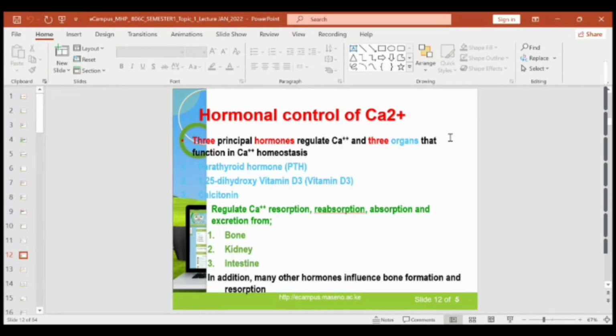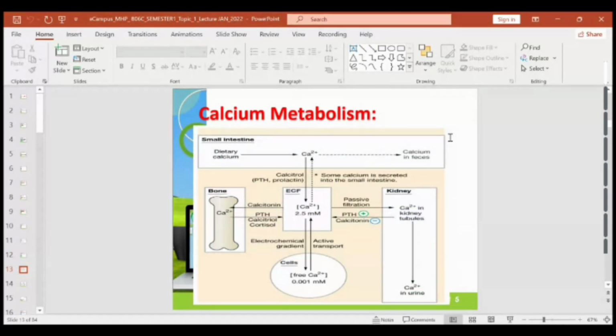The organs involved in all these processes are three. We have the bones, which are the reservoir for calcium. We have the kidneys, where usually the body loses calcium. And then finally, we have the intestines. Once we get food supplements that are rich in calcium, we get them through the GIT, and specifically the absorption happens at the small intestine, the proximal part of it.